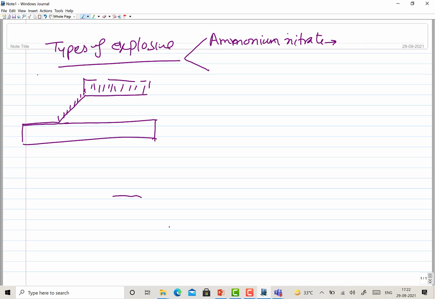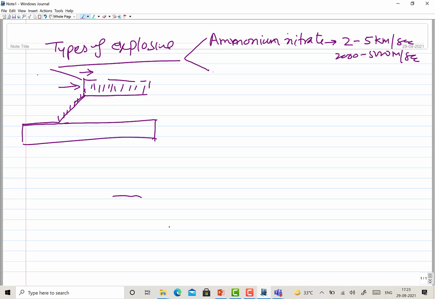When the explosive detonates, the detonation happens at a certain speed, and the movement of the detonation front is at 2 to 5 kilometers per second, or 2000 to 5000 meters per second.